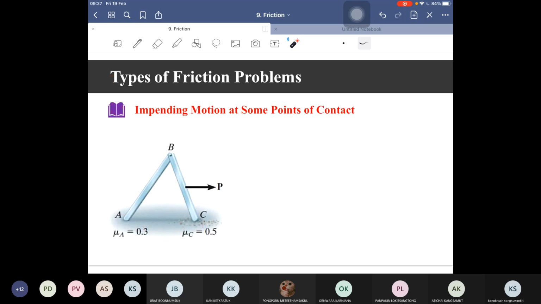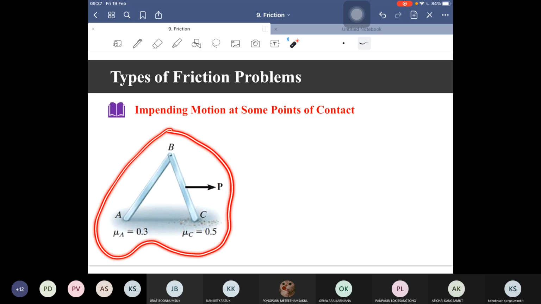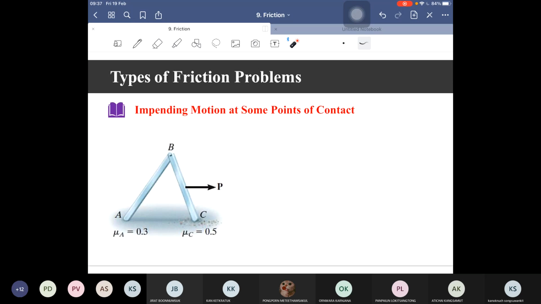The last case is called impending motion at some points of contact. Some may move, but some may be in static condition. So let's see this system. If I exert the horizontal force P to this bar BC to cause the movement.